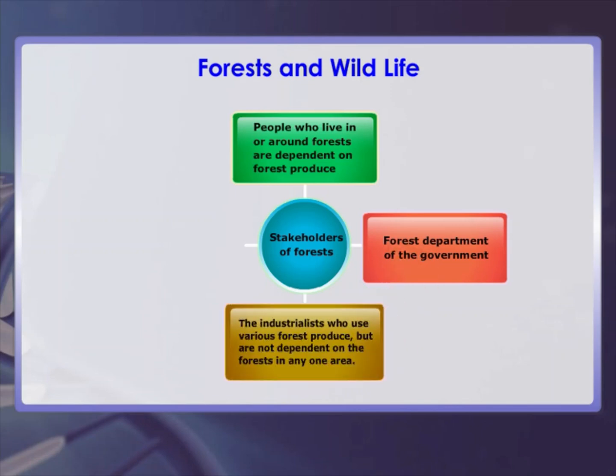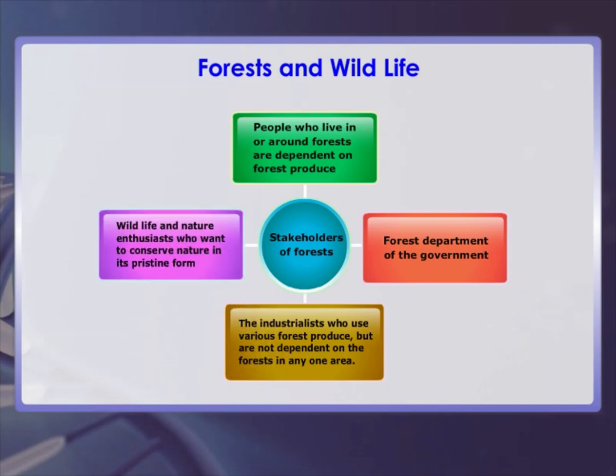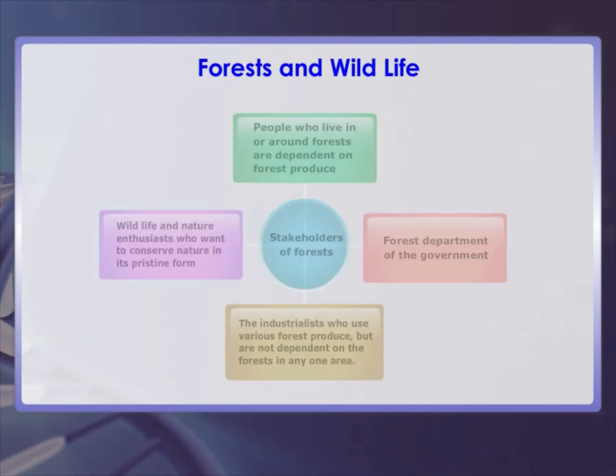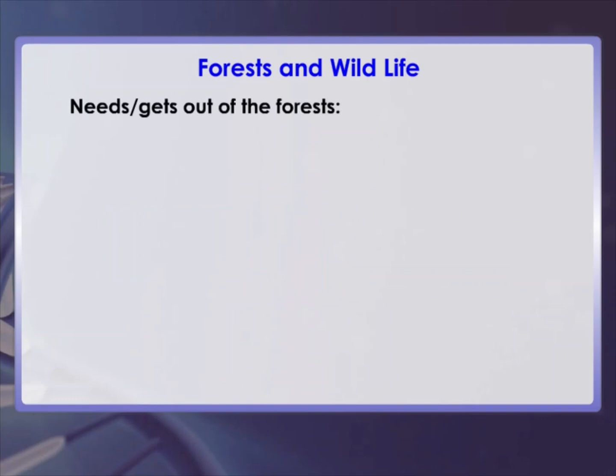3. The industrialists, from those who use tendu leaves to make beedis to the ones with paper mills, who use various forest produce but are not dependent on the forests in any one area. 4. The wildlife and nature enthusiasts who want to conserve nature in its pristine form. Let's take a look at what each of these groups needs or gets out of the forests.